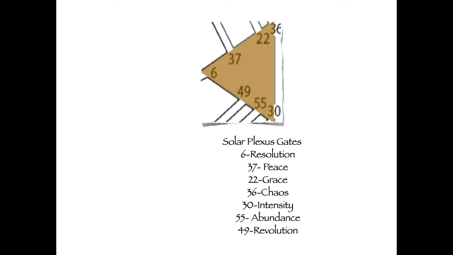The gate 30 is all about intensity and holding on to ideas so that the fantasy that you have or the dream that you have can be brought into reality. This energy can burn people out, or you can burn yourself out by just having too much intensity.